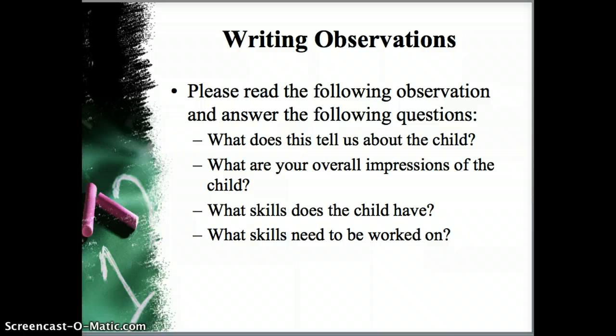First, we need to review observations and think about what they tell us about a child. There are a few things that we're going to analyze when we start interpreting the observations. So we're going to be looking at, what does this observation tell us about the child? What are your overall impressions of the child? What skills does the child have, and what skills might need to be worked on?